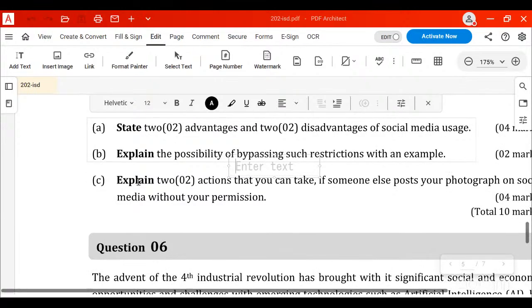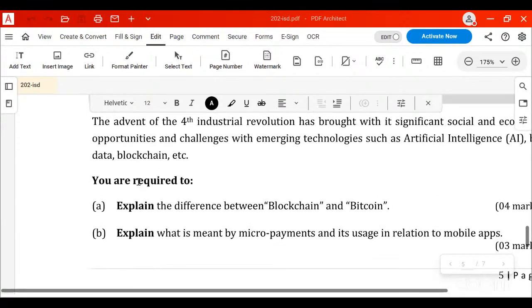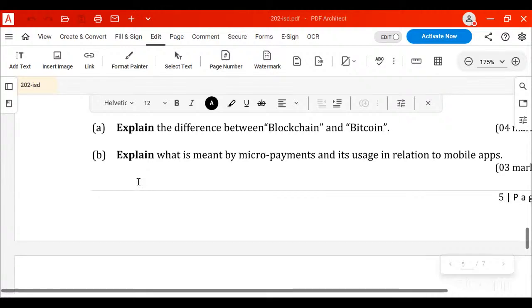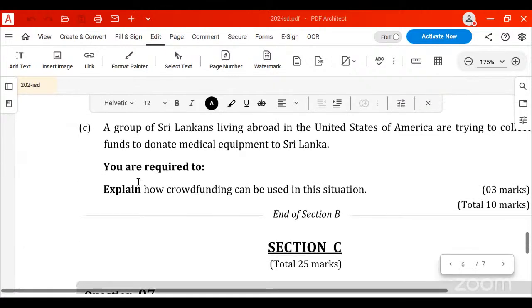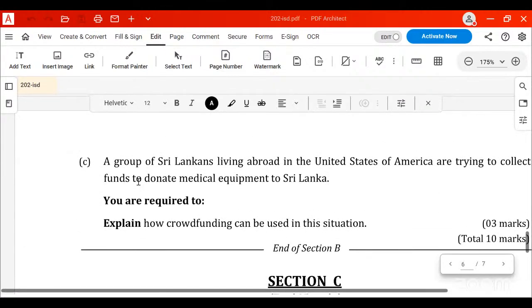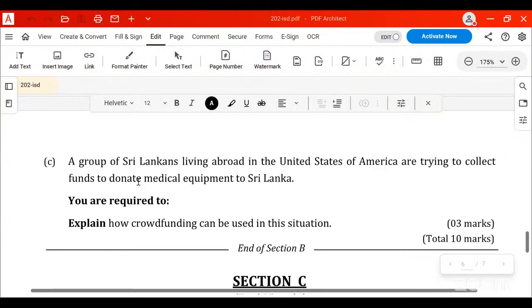Explain two acts. Sorry. A group of Sri Lankans living abroad in the United States of America are trying to collect funds to donate medical equipment to Sri Lanka. You are required to explain how crowdfunding can be used for this situation.